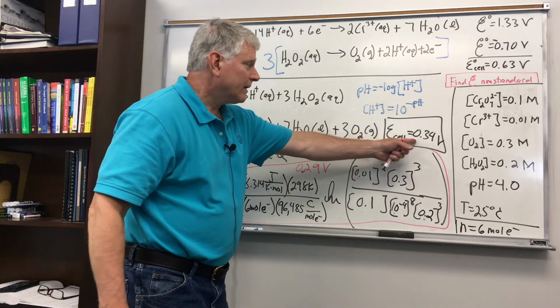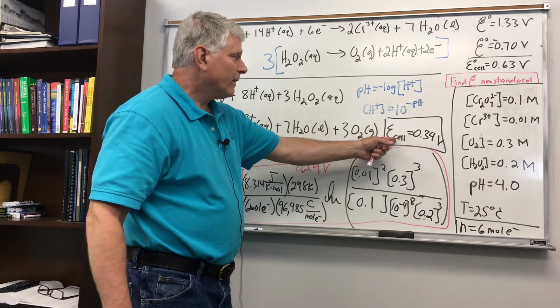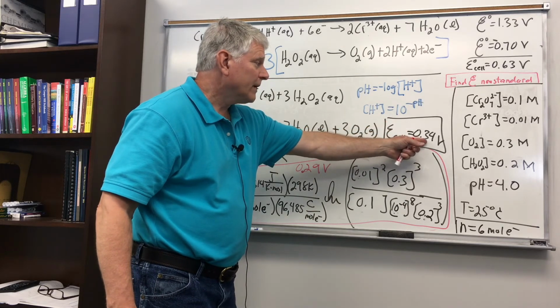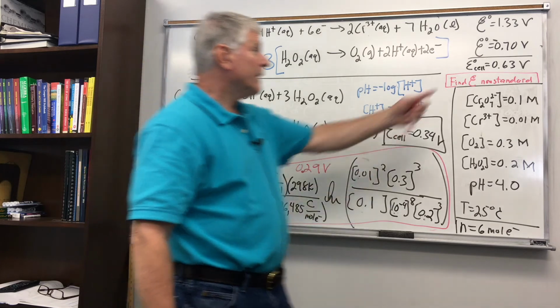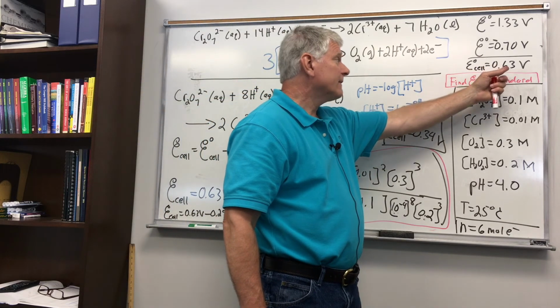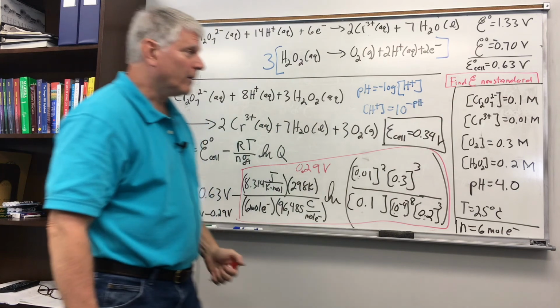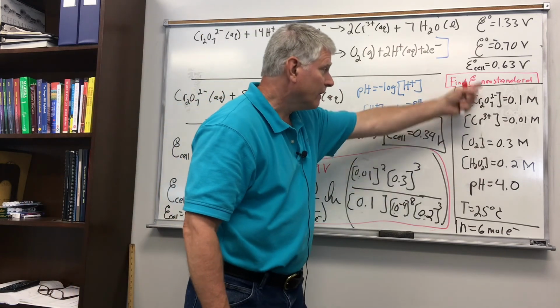So this is my final answer. The non-standard cell potential is 0.34 volts. So it has been reduced from 0.63 down to 0.34 because of these non-standard concentrations.